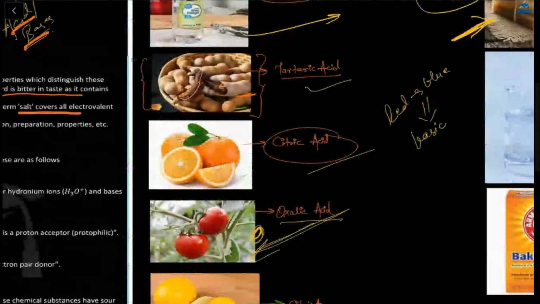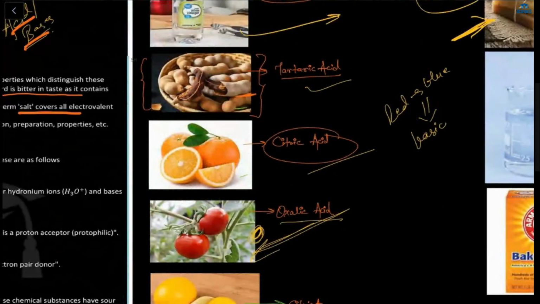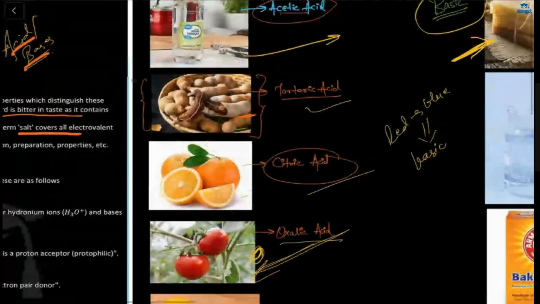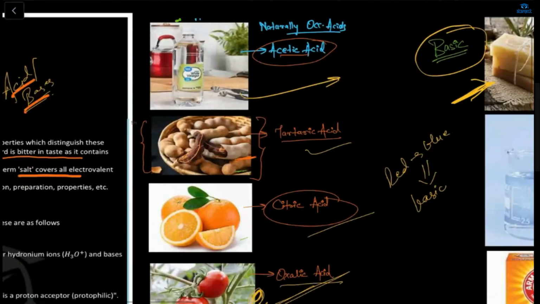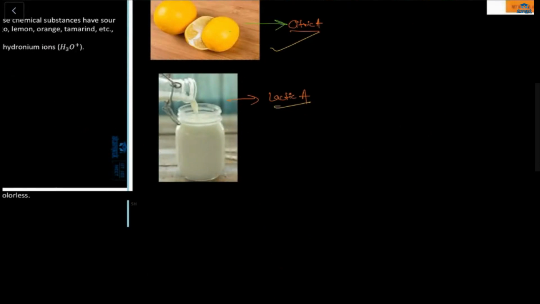Milk is which kind of acid? Lactic acid. And what about lemon? Citric acid. And tomato.